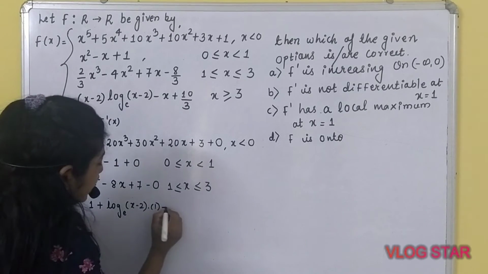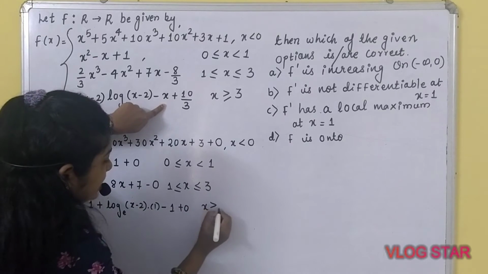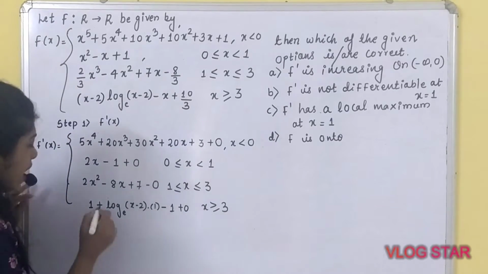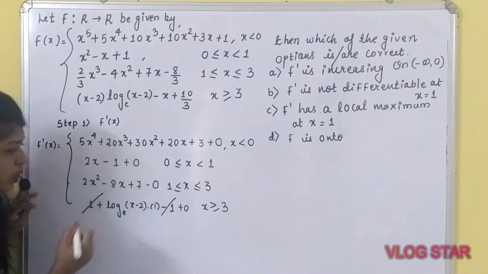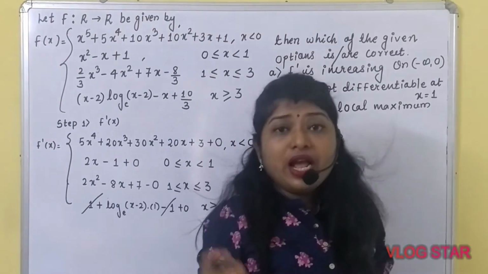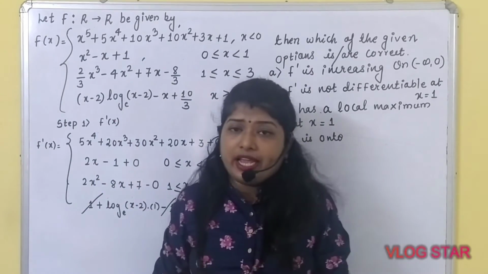And then the derivative of x is 1, plus 0, where x is greater than or equal to 3. I hope you have understood. Here plus 1 and minus 1 will get cancelled. I hope you have understood how to take the derivative of the given function f of x.